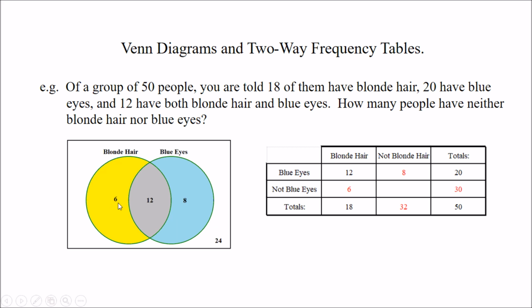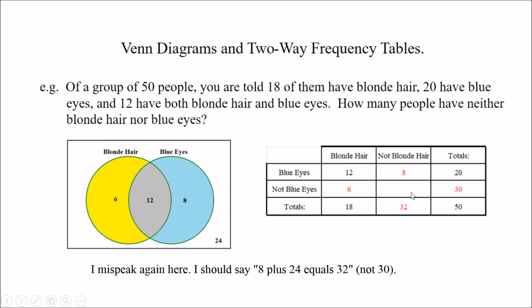You can see that over here in this Venn diagram. And 12 plus 6 equals the 18 total blonde-haired people. Meanwhile, looking at the blue-eyed individuals, if 12 of them have blonde hair, 8 of them must not have blonde hair, and you can see that again in the Venn diagram, for a total of 20 blue-eyed people. Along the outside edge, we have 20 plus 30 equals 50, and along the bottom row, we have 18 plus 32 equals 50.